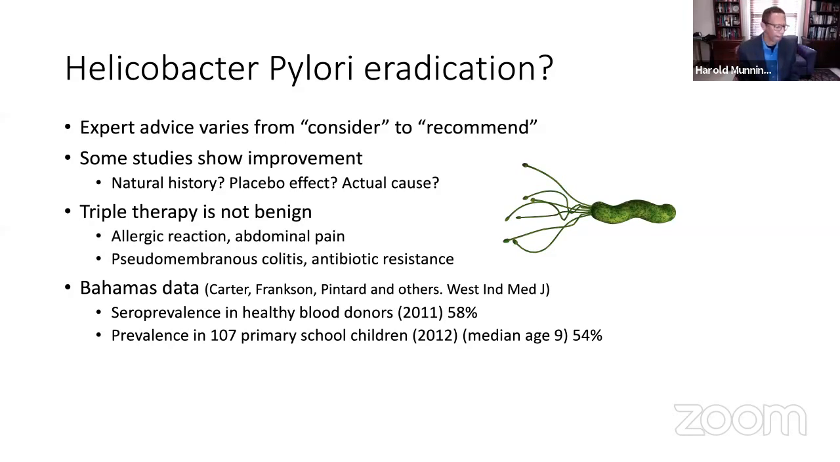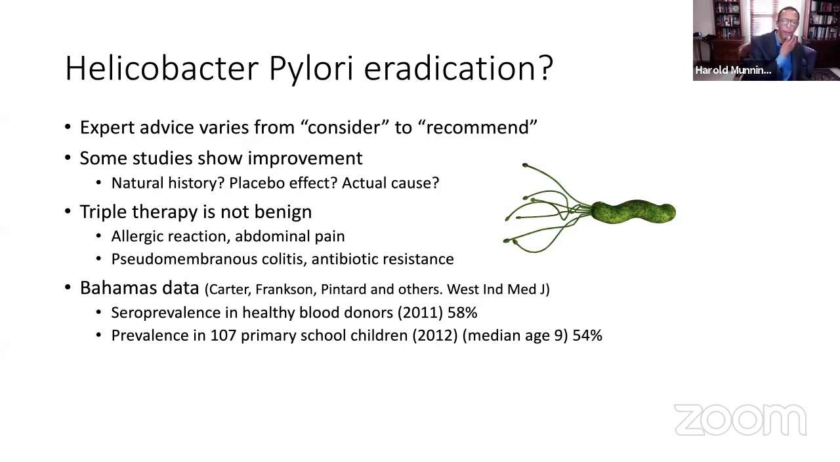antibiotic resistance. We have some data locally, 2 excellent studies published both in the West Indian Medical Journal that have provided valuable guidance. We know that 58% of our healthy blood donors have positive serology for H. pylori. And we know that blood donors are a squeaky clean population. If 50% of healthy blood donors have H. pylori, what is the prevalence in our community?